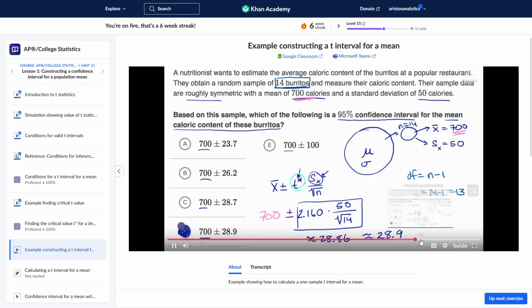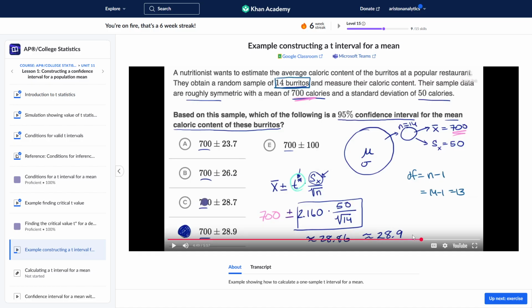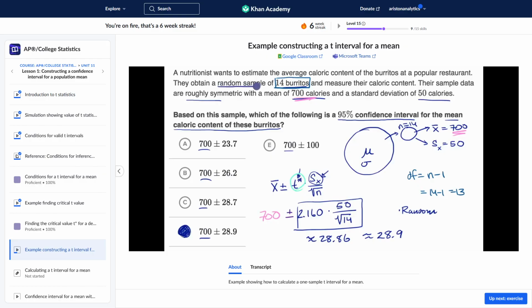Now, one thing that we should keep in mind is, is this a valid confidence interval? Did we meet our conditions for a valid confidence interval? Random, normal, independent. Here we have to think, did we take a random sample? They tell us that they obtained a random sample of 14 burritos, so we check that one. Is the sampling distribution roughly normal? Well, if you take over 30 samples, then it would be. But here we only took 14. But they do tell us that the sample data is roughly symmetric. And if it's roughly symmetric and it has no significant outliers, then it's reasonable to assume that it is roughly normal.